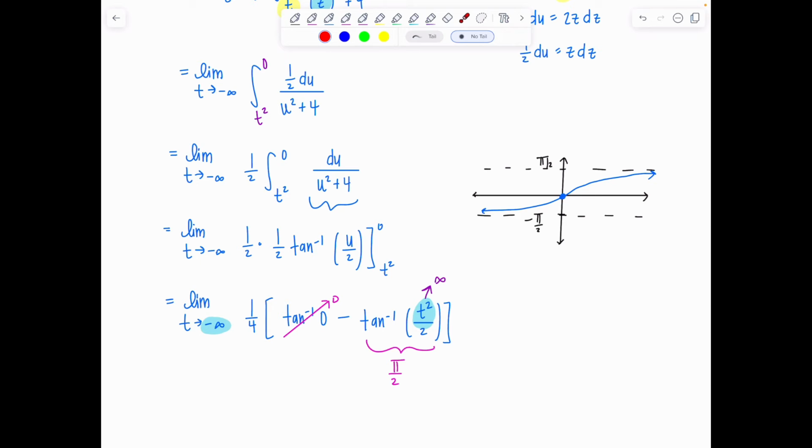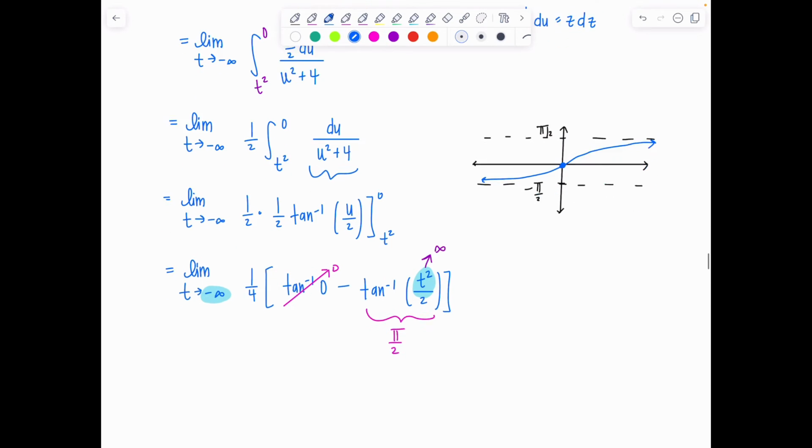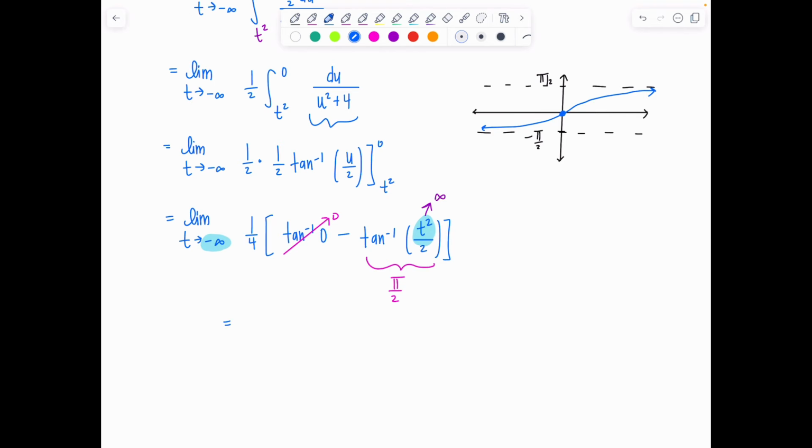So what's going on here? What am I left with? I've got that 1/4 minding its own business sitting outside calmly, and then 0 minus pi over 2. So if I clean this up, this is negative pi over 8. I don't care what number I get, just as long as the limit exists as a finite number, I can say this improper integral is convergent.